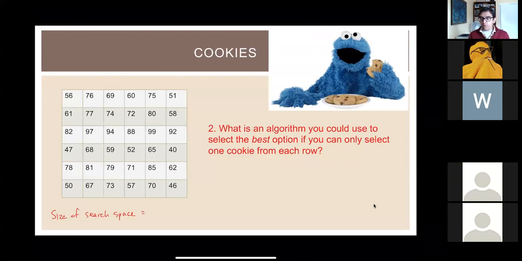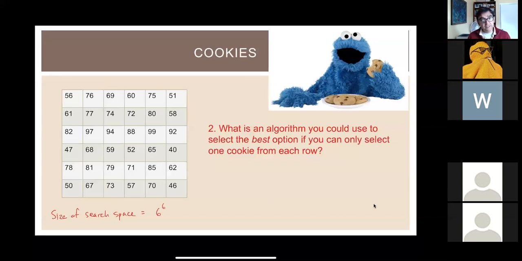So you're only allowed 1 cookie per row. Okay, so you're still going to take 6 cookies, but now there's 1 per row. So what is the size of the search space? How many choices for the first row? 6. How many choices for the second row? 6. How many choices for the third row? 6. So what is the total number of choices? 6 to the 6.